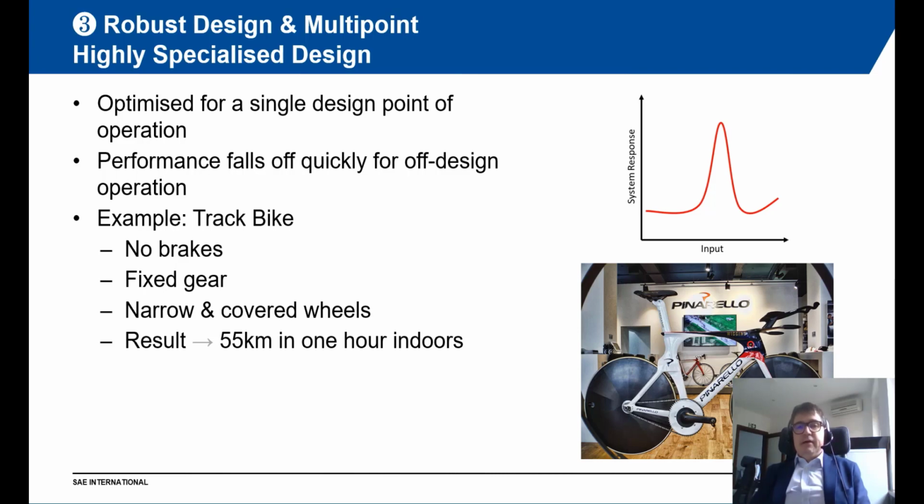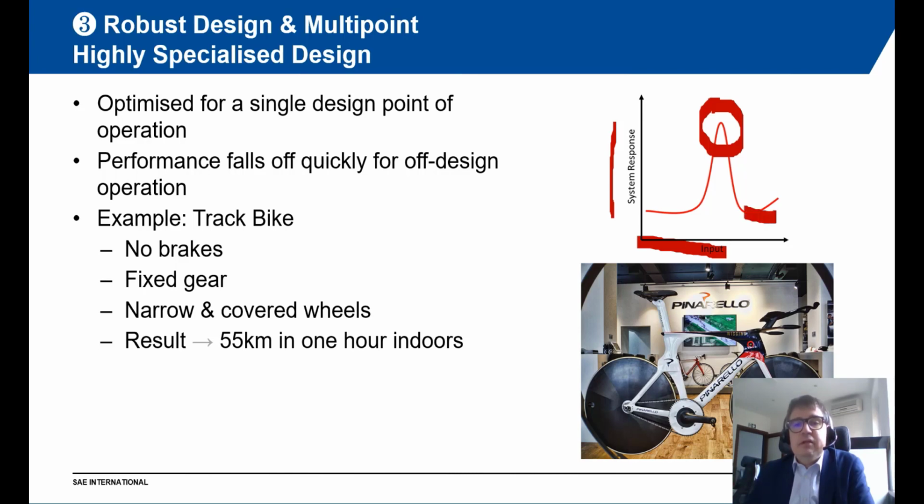When we have a highly specialized design, a design which performs very well for a specific operating point, this is what we have: a curve of an input, and this is the response, and this is the peak. So a design which works really well at a specific point, but performance falls off quickly for off-design operations. For example, here and here, it drops significantly. An example could be a track bike.